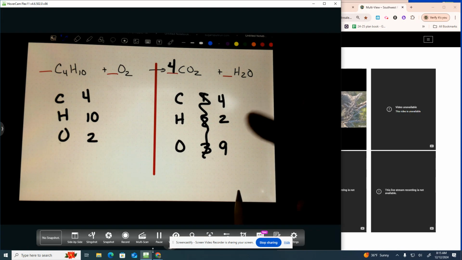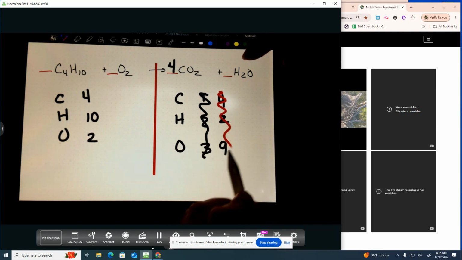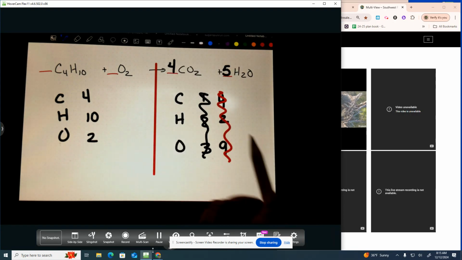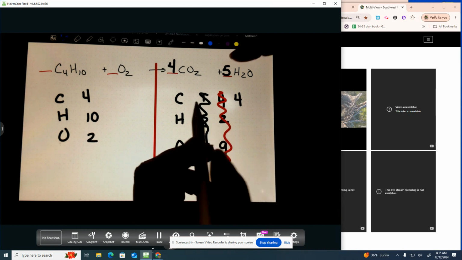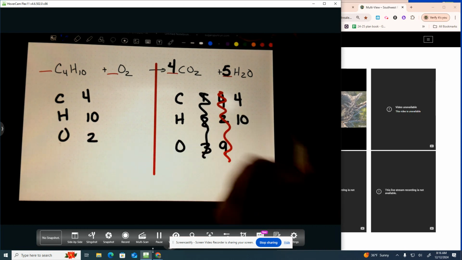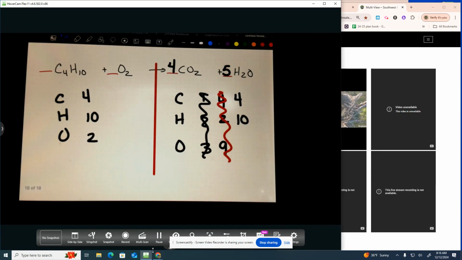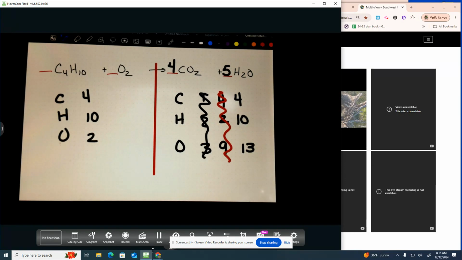We're going to work on the product side. We're going to go in front of this water. What number am I going to put there? That's going to give me 10 hydrogens. 5. Okay, recount. 4 carbons. 10 hydrogens. Oh, that's good news. 8 plus 5 is 13.